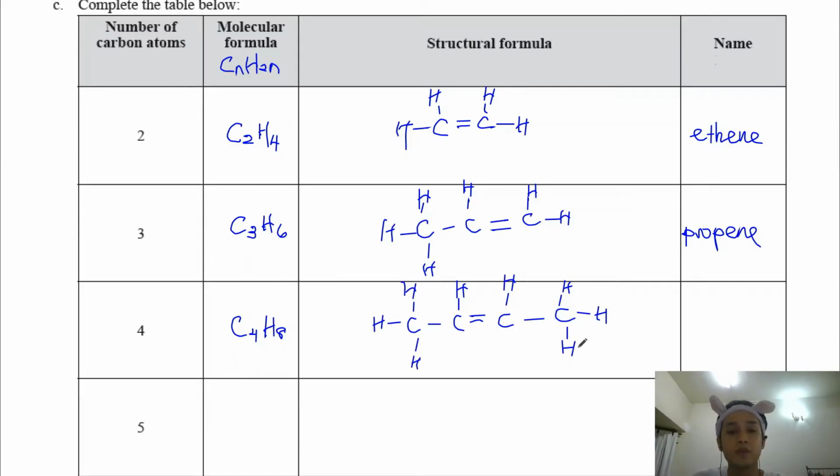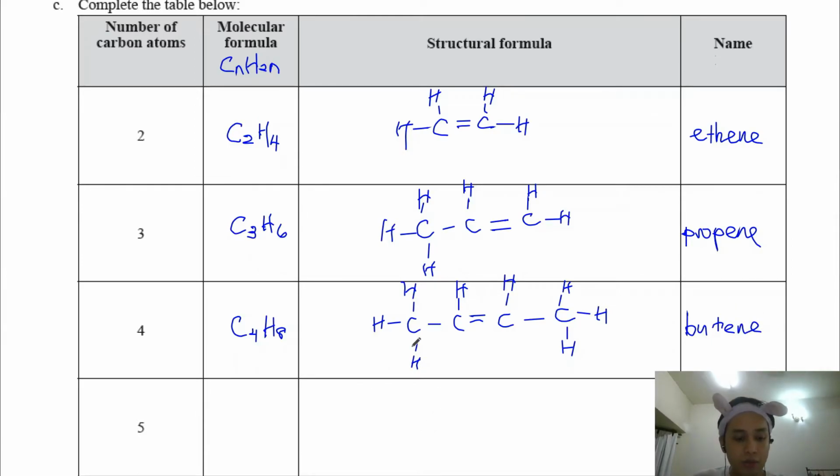Make sure you calculate and that you have the same molecular formula here. So 4 carbons and then 8 hydrogens. So 1, 2, 3, 4, 5, 6, 7, 8. So this is correct, right? So this one, 4 carbons is called but-, so we'll call it butene.